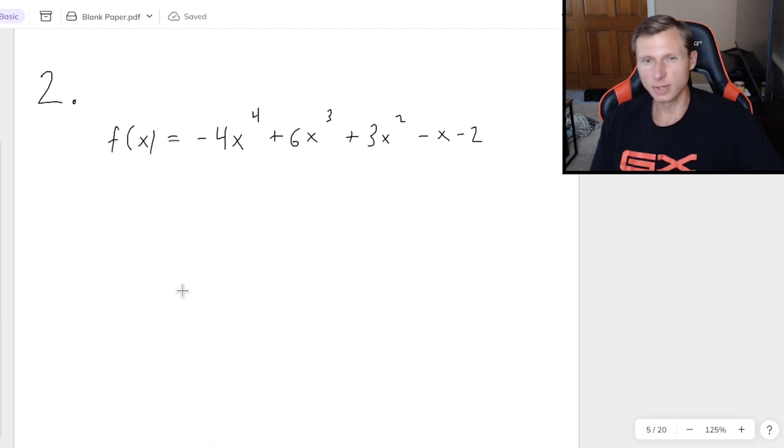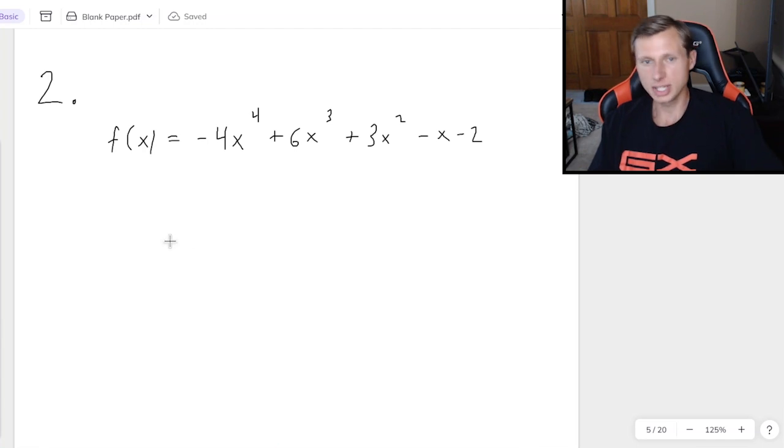So here's the second one. F of x equals negative 4x to the fourth plus 6x cubed plus 3x squared minus x minus 2. So why don't you give this one a try on your own? If you don't understand, then you can watch the answer. But I ask that you at least give it a try.